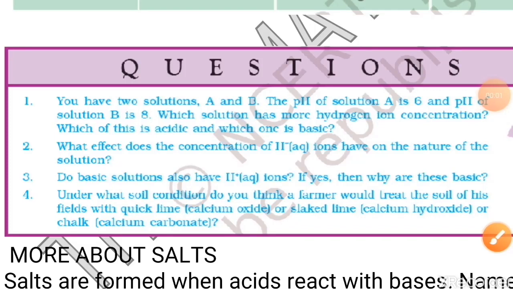Let's start this session with some in-text problems. So we are discussing them one by one. The first one is, you have two solutions A and B. The pH of solution A is 6 and pH of solution B is 8. Which solution has more hydrogen ion concentration? Which of these is acidic and which one is basic?